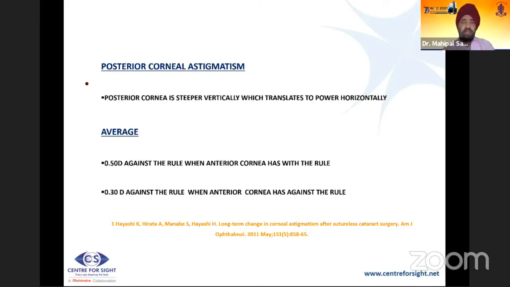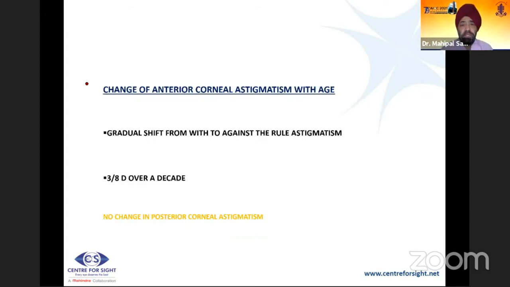That means that the posterior corneal astigmatism could be different from the anterior corneal astigmatism, as regards the difference between with the rule and against the rule. Now, in the anterior corneal astigmatism, there is a gradual shift from with the rule to against the rule astigmatism as a person ages, and this is about 3/8 of a diopter over a decade. However, the posterior corneal astigmatism remains unchanged.